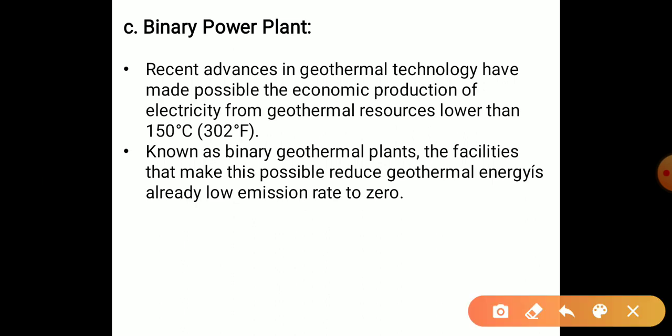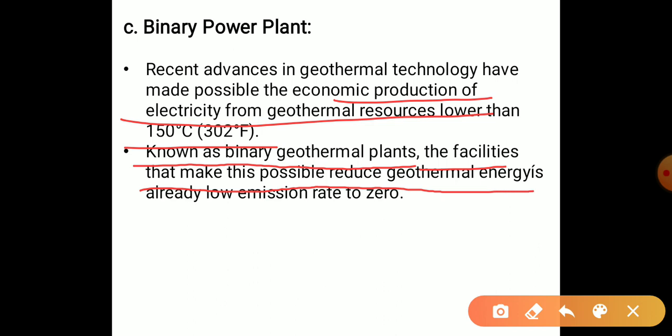Here is the production of electricity from a geothermal resource lower than 150 degrees Celsius, or 302 degrees Fahrenheit. If the geothermal source temperature is near about 150 degrees Celsius or 302 Fahrenheit, it can also generate power. How is it possible? Through binary geothermal plants, the facility that makes it possible to reduce the geothermal energy's already low emission rate to zero.